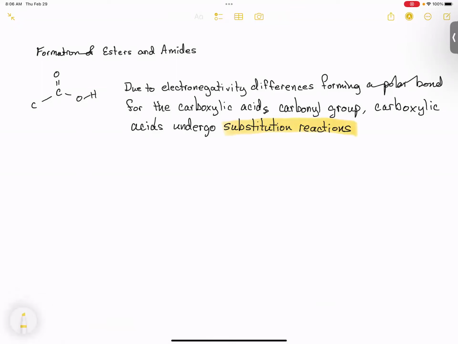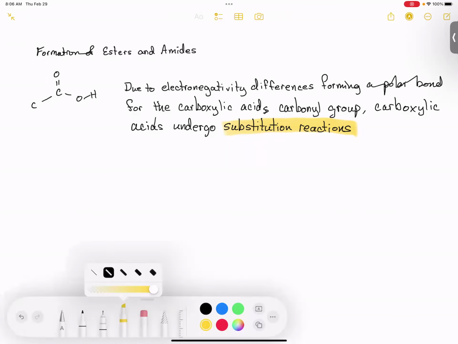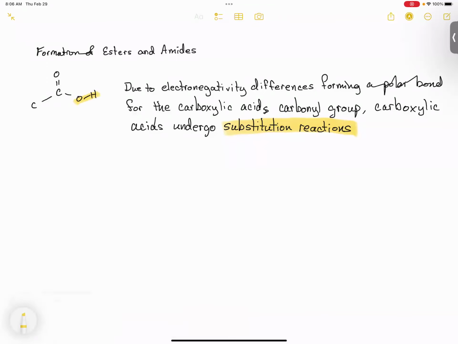When you have had a class and you've had a substitute, what does that mean? Something's replacing something else. In high school, that would have been a teacher replacing a different teacher. The same thing goes with this. If I'm talking about a substitution reaction, I'm going to replace one thing with another. And specifically, that thing that's going to be replaced is the hydroxide group.